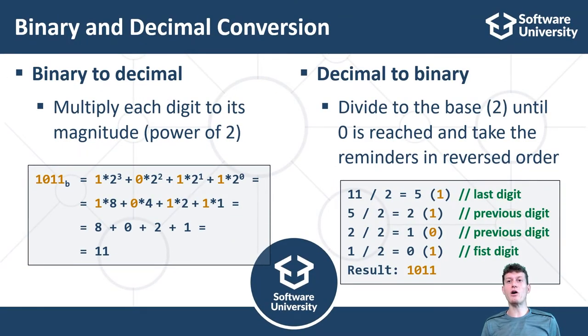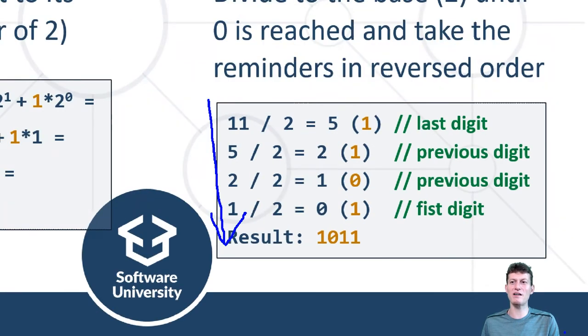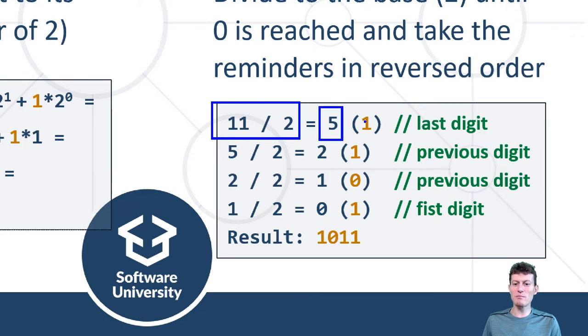The conversion from decimal to binary system is done as follows. Divide the input number by the base 2 until 0 is reached and take the obtained remainders in reversed order. This is an example of how this algorithm works for the input number 11 in decimal system. We start by dividing 11 by 2. We obtain 5 plus a remainder of 1, which is the last digit of the binary output.